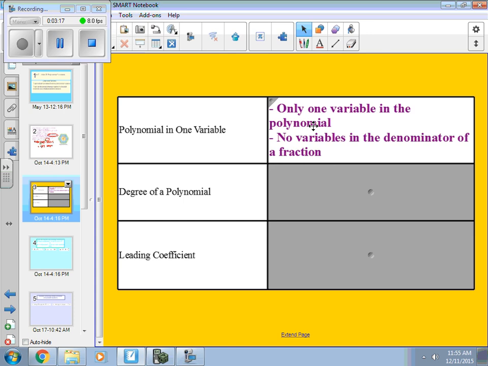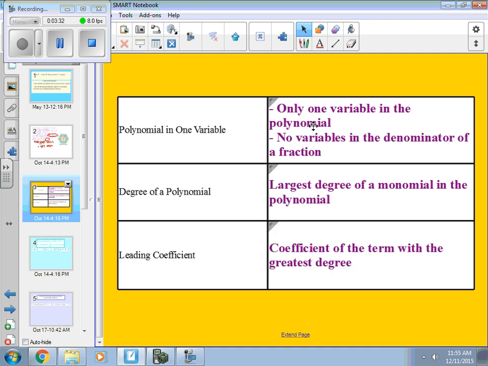The second term, degree, we've talked about this one a little bit already. It's the largest degree of a monomial term in the polynomial. So if you look at all the different exponents, whichever one's the largest, that's the degree of the polynomial. And leading coefficient, that's the coefficient or number in front of the term with the greatest degree. So whichever one has the biggest power, the number in front of that variable is the coefficient, and that would be the leading coefficient.